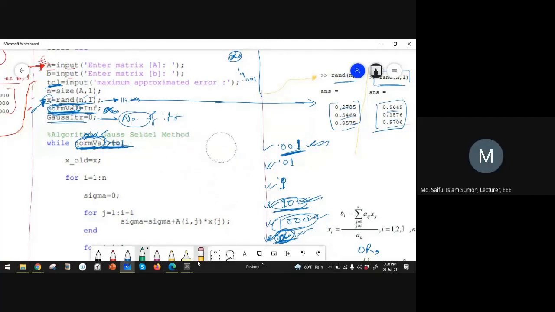Tolerance is the absolute error, right, sir? Absolute approximate error. Yes.